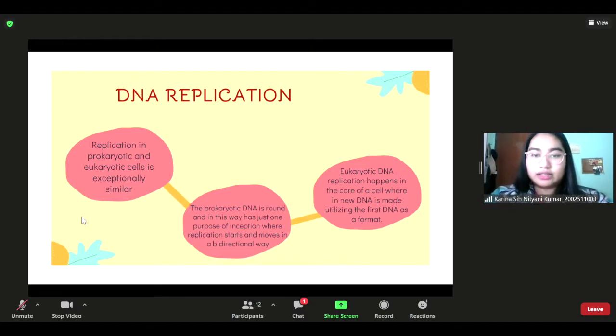Next, replication in prokaryotic and eukaryotic cells is very similar. The prokaryotic DNA is circular and thus has just one point of origin, where replication starts and moves in a bidirectional way, while eukaryotic DNA replication happens in the nucleus of a cell, where a new DNA is made using the original DNA as a template.